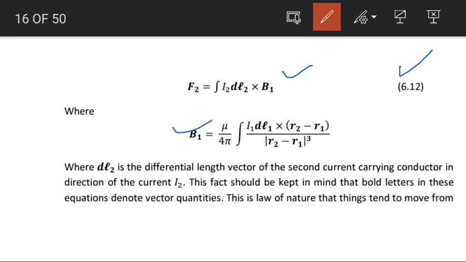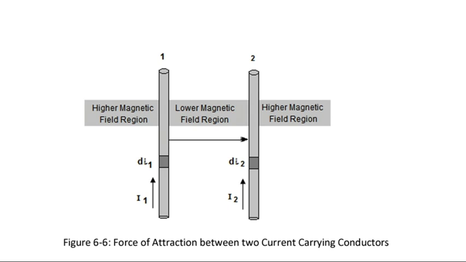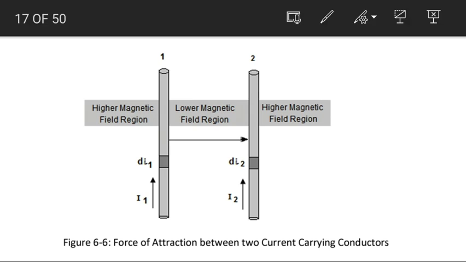So how do we come to know whether there is a force of attraction or a force of repulsion between these two conductors? Let us consider figure number 6.6. There will be a force of attraction between two current carrying conductors in figure 6.6. There are two conductors, conductor number 1 and conductor number 2. These two conductors carry currents. The current in conductor number 1 is I1, and the current in conductor number 2 is I2. These two currents are in the same direction.